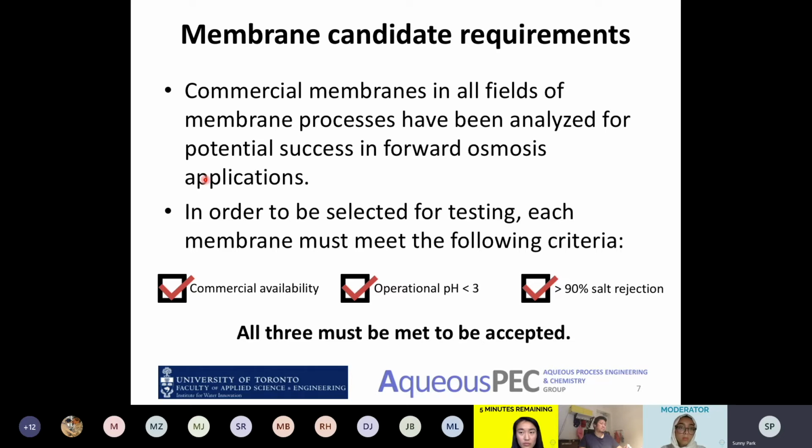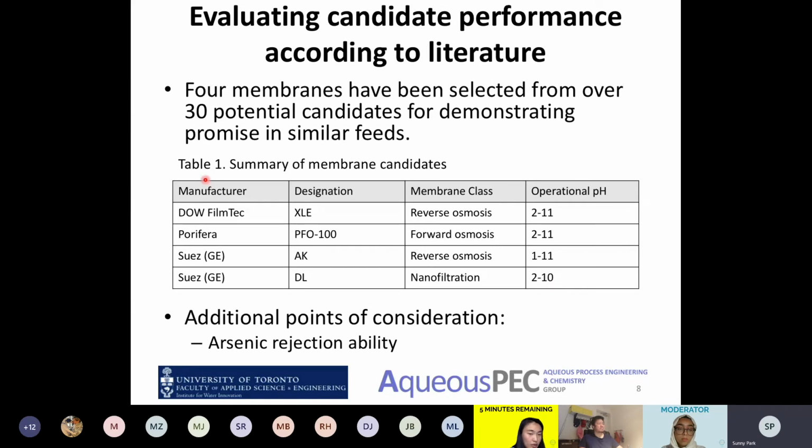Only with the meeting of this criteria can each candidate be selected. So the 4 membrane candidates mentioned have actually been selected from a pool of over 30 potential candidates for demonstrating promise in related FO applications with similar feed streams. These candidates can be summarized into this table here. And an additional point of consideration that we were looking at is arsenic rejection ability, as there is a certain amount of arsenic present in our feed stream.